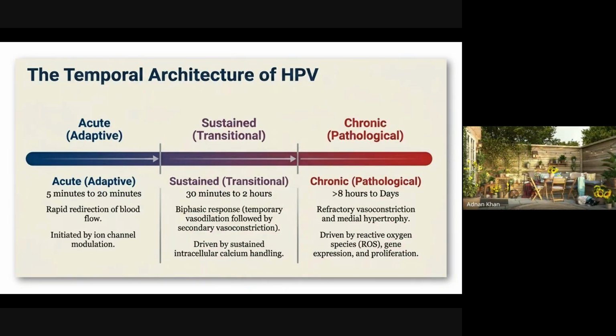If we look at the sustained transitional phase, it means that if hypoxia persists for more than 30 minutes to several hours, then HPV enters into a sustained phase, maintained by intracellular calcium signaling and increased calcium sensitivity, which produces a stronger and even more stable vasoconstriction. But in a chronic and pathological state with chronic hypoxia, lasting from days to weeks, the response becomes pathological with vascular remodeling, medial hypertrophy, and pulmonary hypertension. Therefore, keep in mind that acute HPV is beneficial, whereas chronic HPV contributes to a disease state.